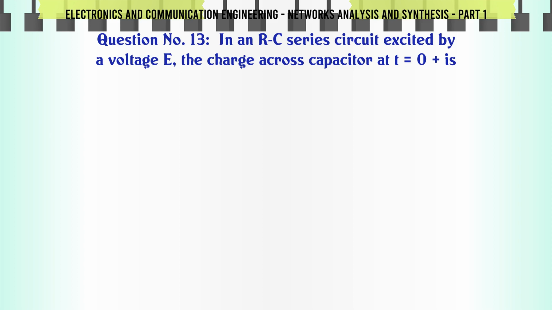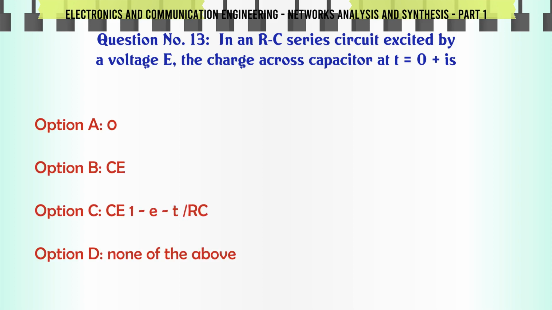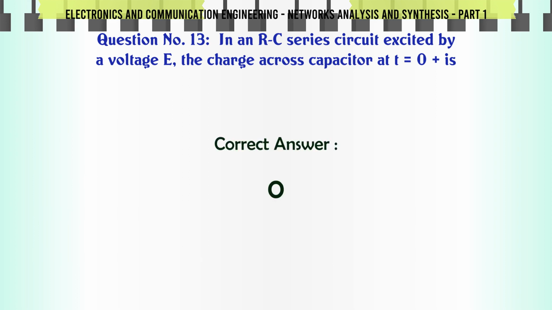In an RC series circuit excited by a voltage E, the charge across the capacitor at t0 is A. 0, B. CE, C. CE e^(-t/RC), D. none of the above. The correct answer is 0.